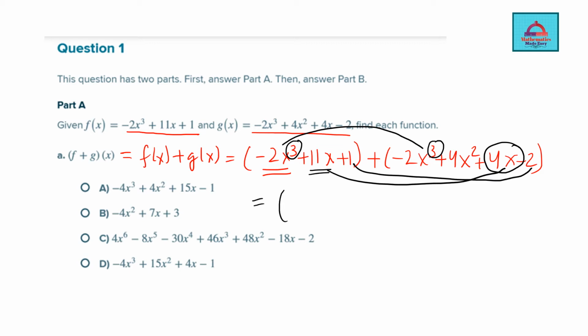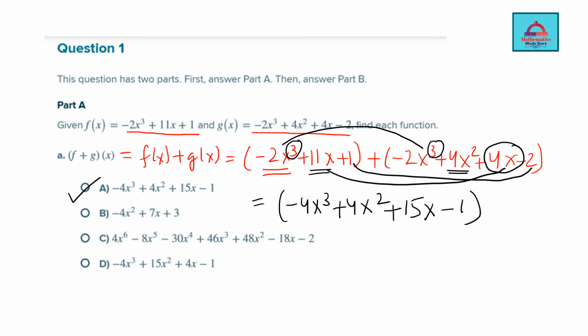So let's do that combination. So -2 minus 2 minus 4x cube. Now this term does not have any like term, so I'm going to put it as it is. 11 with 4 will give you 15. 1 with -2 will give you -1. So which is your answer? A, because it matches our final answer.